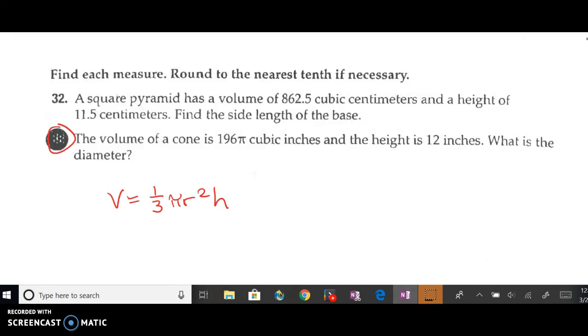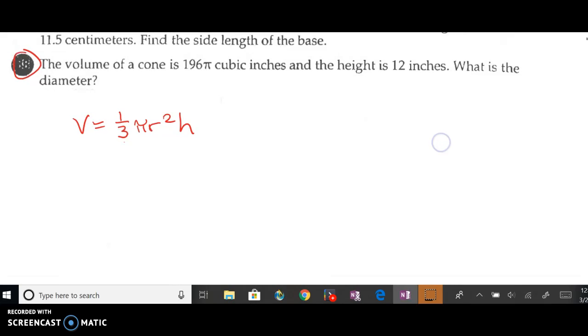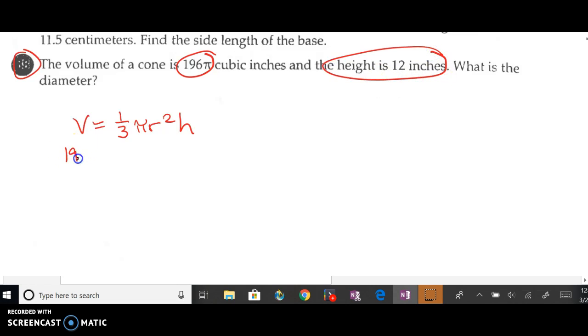Okay, so this is number 33 on the Pyramids and Cones worksheet. The volume of a cone is 196 pi and the height is 12 inches. What is the diameter? So our volume is 196 pi. We're going to plug that into the formula. Our height is 12 and we don't know that radius.